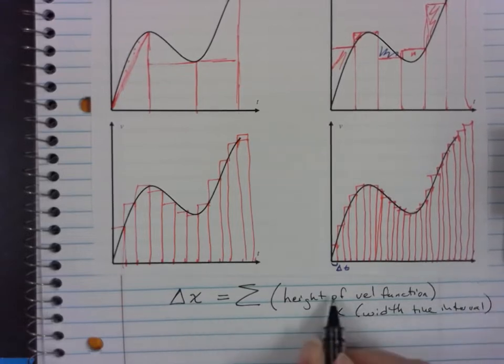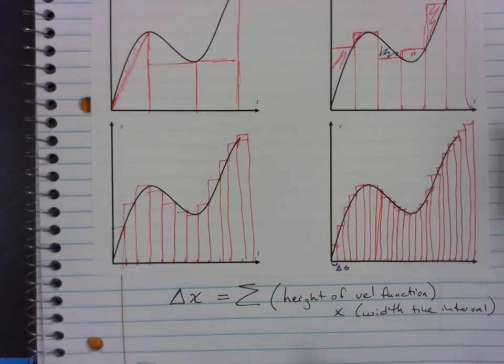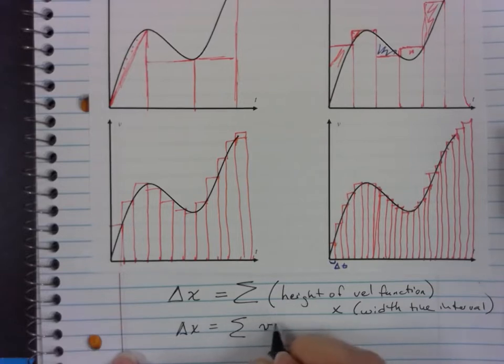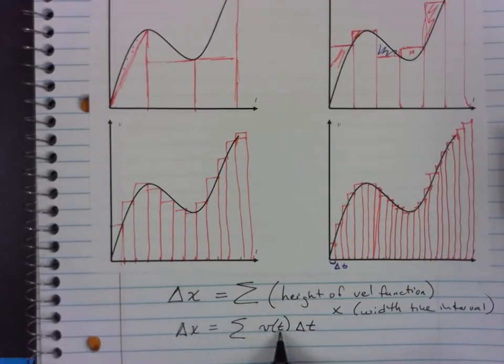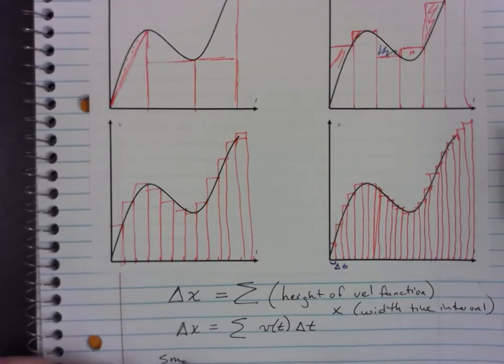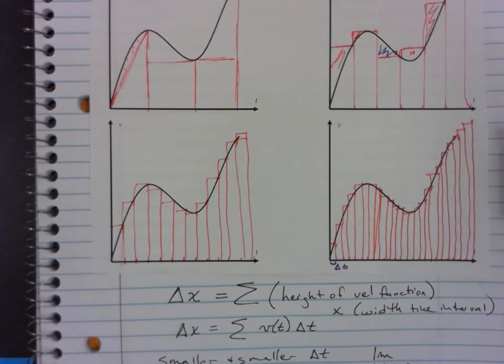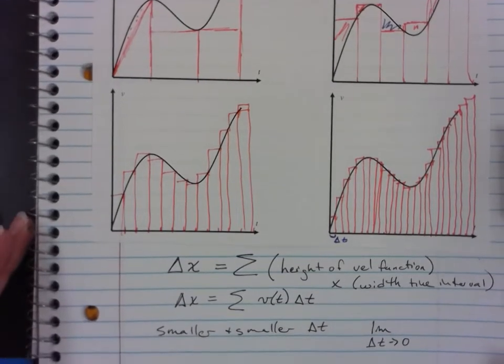Rectangle, area, base times height. In symbols, we would write this as add up all of the velocities times the time interval, so at each individual one times the associated time interval. And if we do smaller and smaller delta t's, we would write that as the limit as delta t goes to 0, which is exactly what we had in the derivative function. Oh, that wasn't quite on the screen.